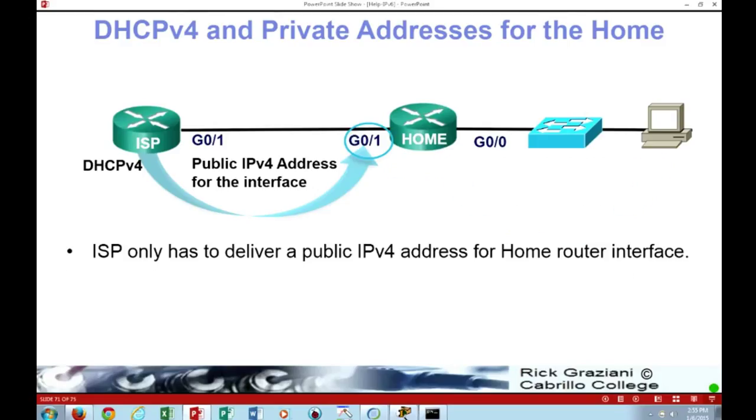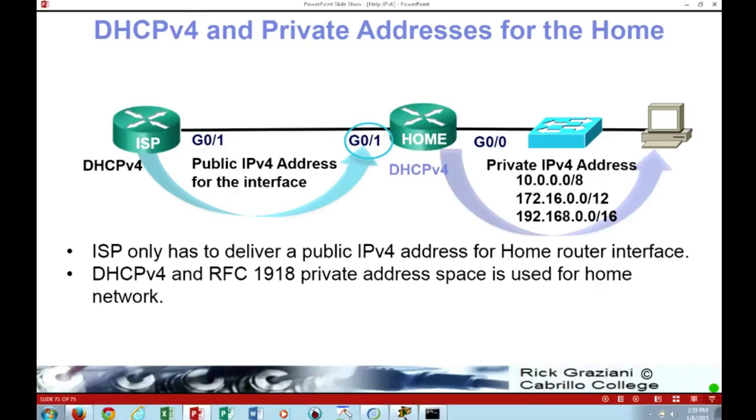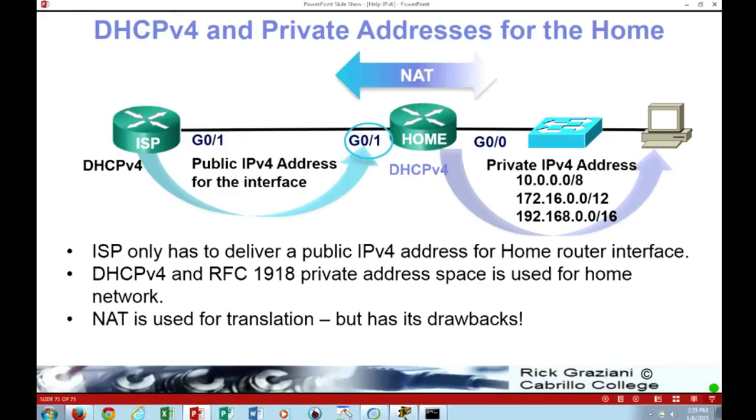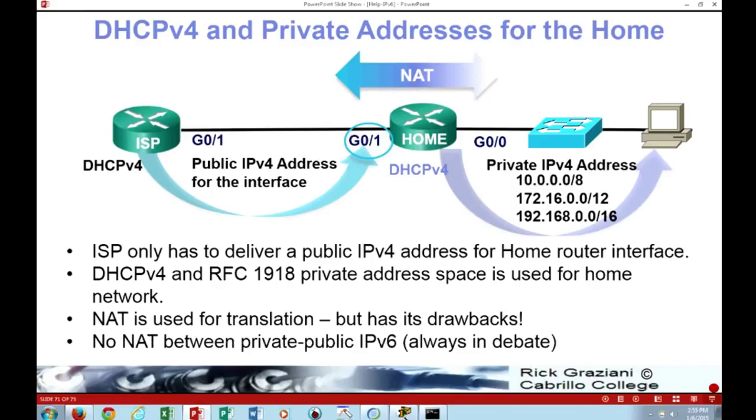In my PowerPoint, I have a lab that will do it for you. Okay, let me explain IPv4. In IPv4, the world is easy. All the ISP has to do is give this interface a public address on this link. So if my router gets a public address, using DHCP or whatever method, for that interface, as far as the home network is concerned, our ISP could care less because we're going to use a private address, and we're just going to use NAT to translate it to this address here.